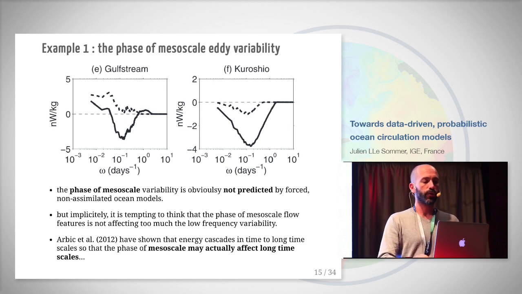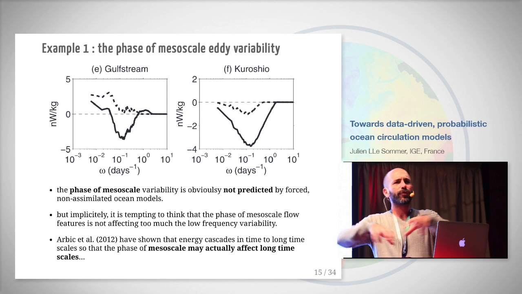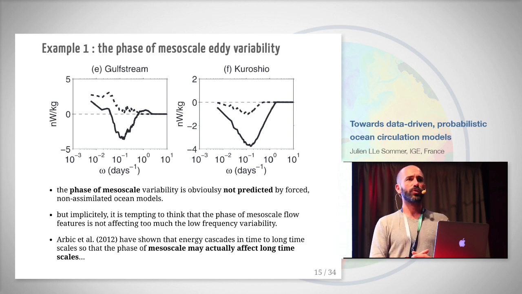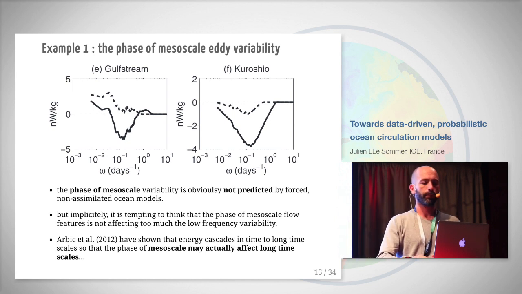So this is just an illustration here saying that the fact that we don't have the phase right for eddies actually has an impact on things as important as the fluctuations of the AMOC in a forced simulation over long time scales, okay?